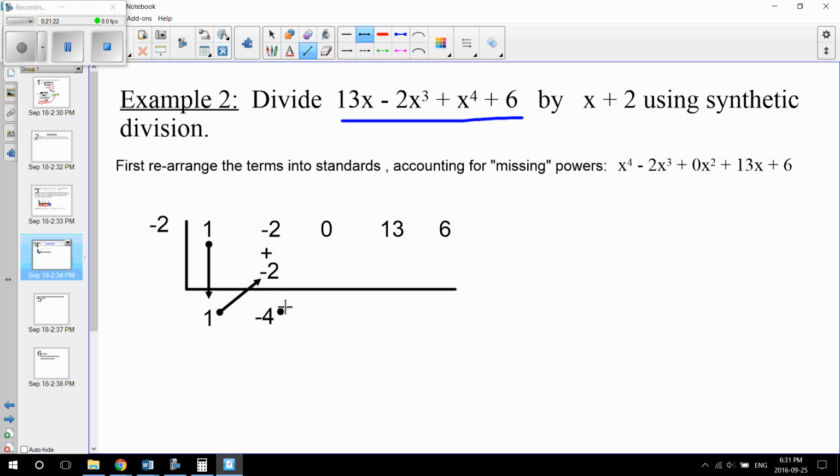And again, we need to multiply this number by our k. So negative 2 times negative 4 gives us a positive 8. Again, we're adding our columns. So we have 0 plus 8, so we're left with just this 8. And negative 2 times our 8 gives us negative 16.